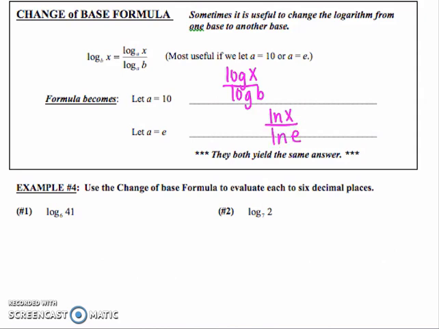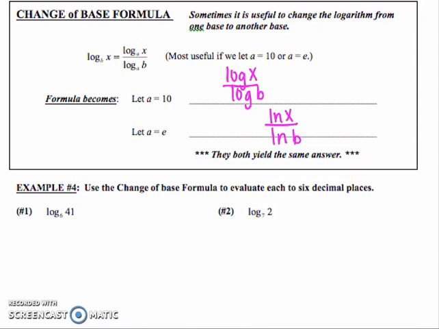If we had actual numbers here that we were working with and we plugged these in, the x and the b, then we would get the same answer whether we did log x over log b or whether we did ln x over ln b. They will yield the same. And we're going to test that right now with the next two examples.